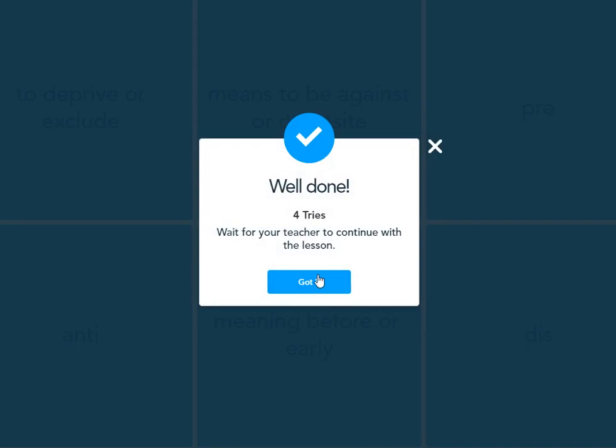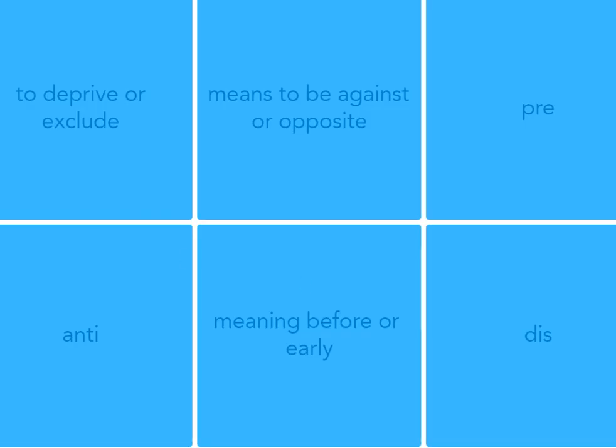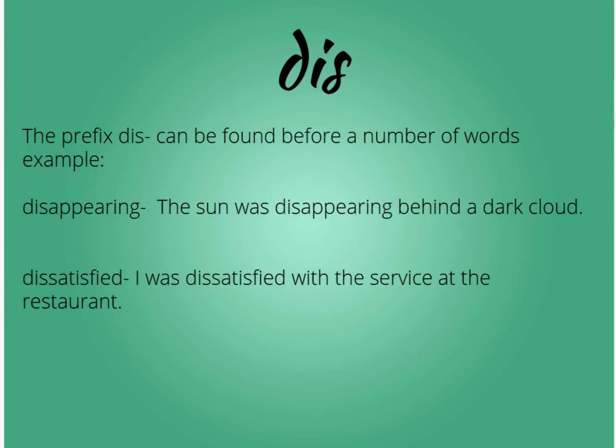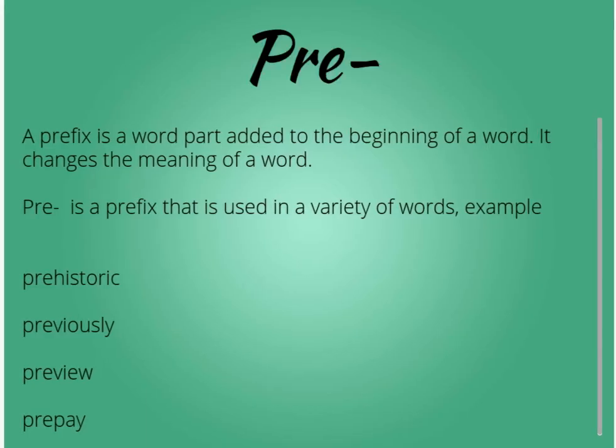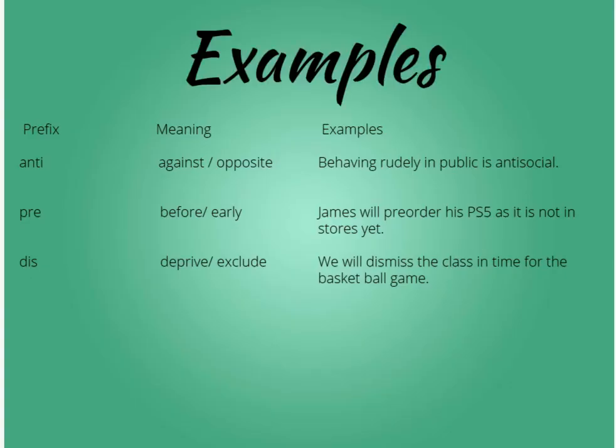So in this lesson, we learned about prefixes. We learned about the prefix dis, the prefix anti, and the prefix pre, which means before. We also learned the definitions and some examples of what these prefixes are. Anti means against or opposite, pre means before or early, and dis means deprive or excluded.